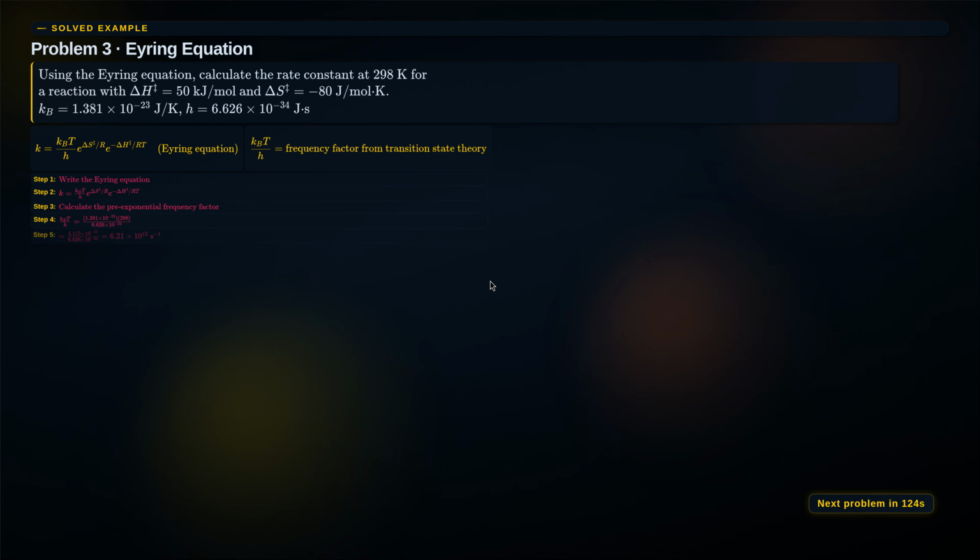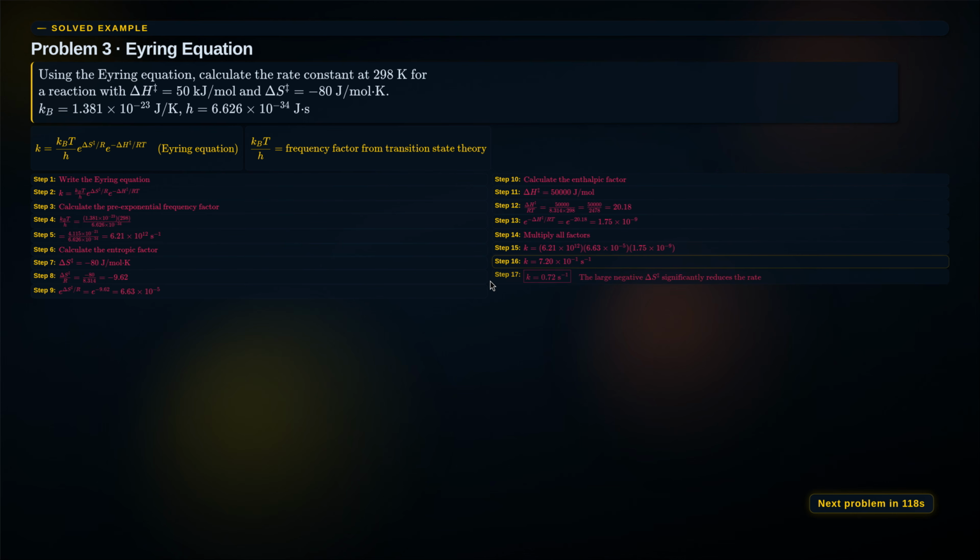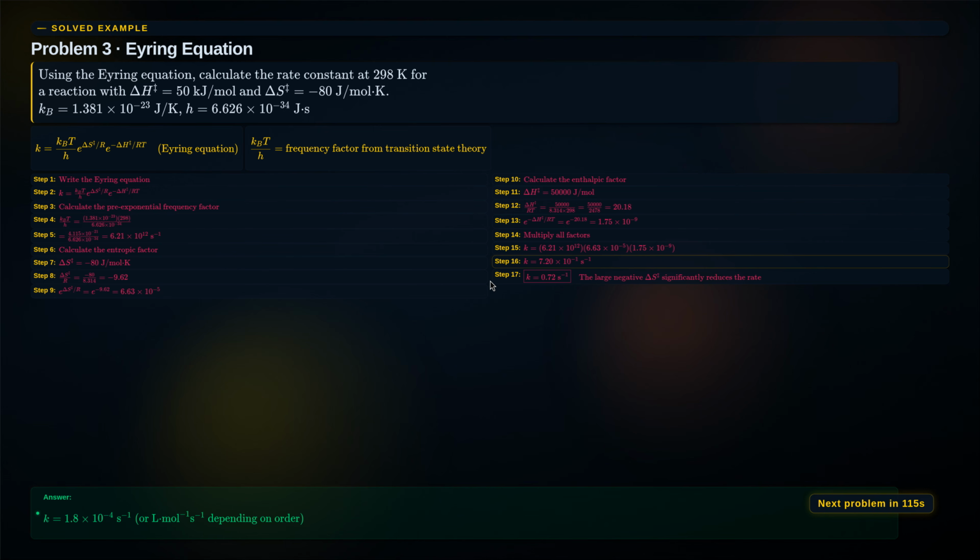Problem 3. Eyring equation. Using the Eyring equation, calculate the rate constant at 298 Kelvin for a reaction with ΔH‡ equal to 50 kilojoules per mole and ΔS‡ equal to negative 80 joules per mole Kelvin. k_B equals 1.381 times 10 to the minus 23 joules per Kelvin. h equals 6.626 times 10 to the minus 34 joule seconds.